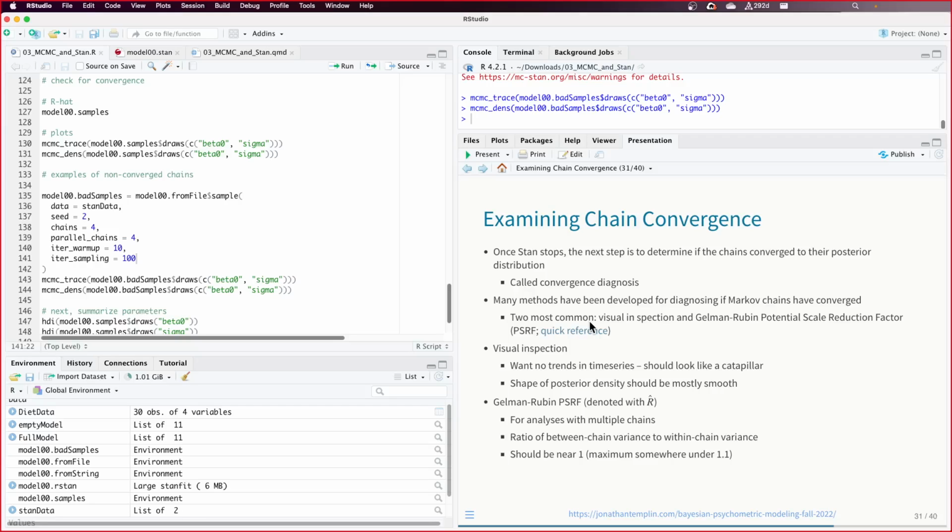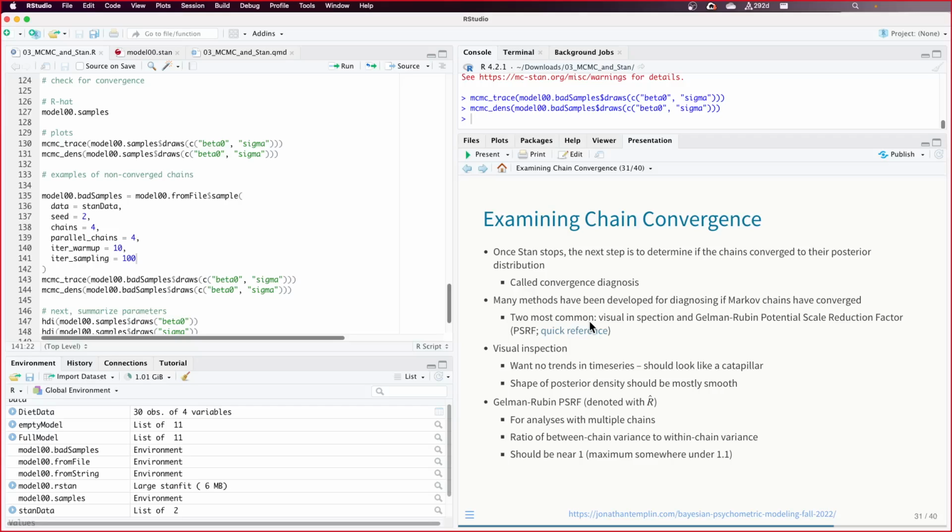To look at the posterior distribution, to see if your Markov chain has converged, the label that gets applied to that is something called convergence diagnostics, which is the set of tools you use, or convergence diagnosis for a specific analysis. As you might imagine, since Markov chains have been widespread since the 1990s, there are quite a few methods that have been developed to look at Markov chain convergence.